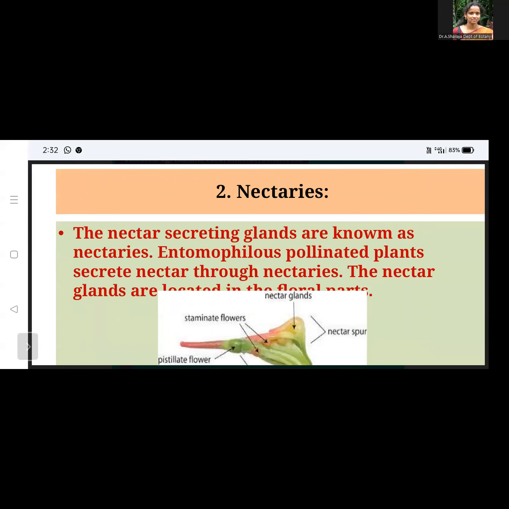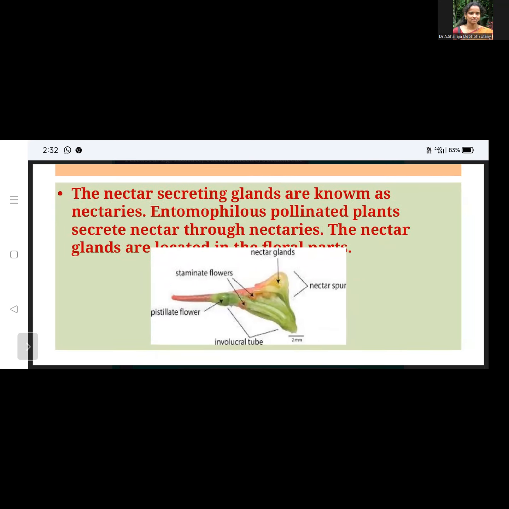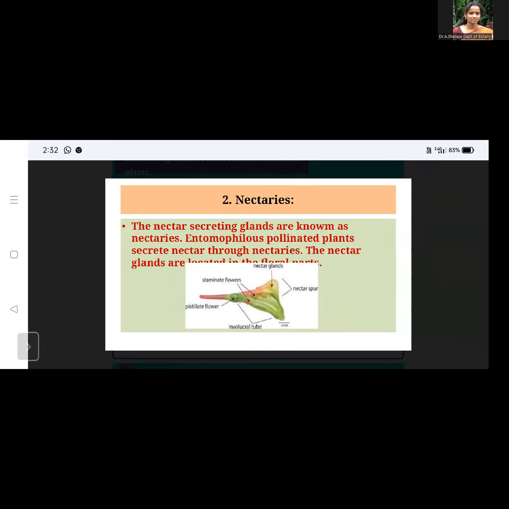The second one is nectaries. The nectar secreting glands are known as nectaries. Entomophilous pollinated plants secrete nectar through nectaries. The nectar glands are located in the floral parts. See here, this is the structure of the nectar glands: staminate flower, pistillate flower, and nectar spur. This is the nectar gland. We can observe it in the floral parts.